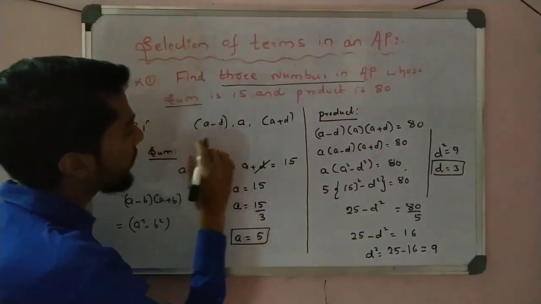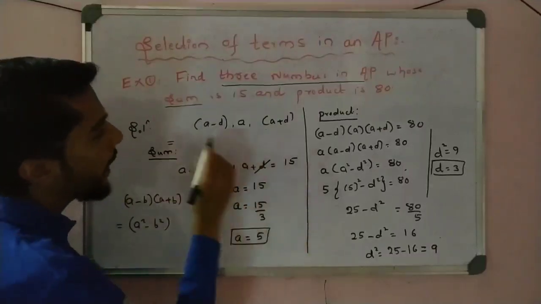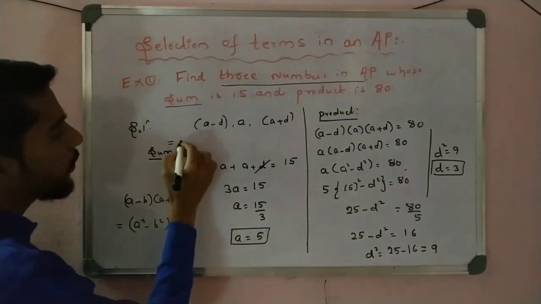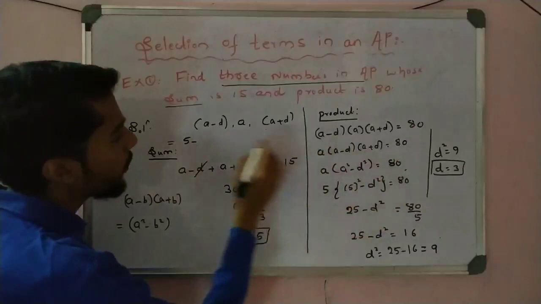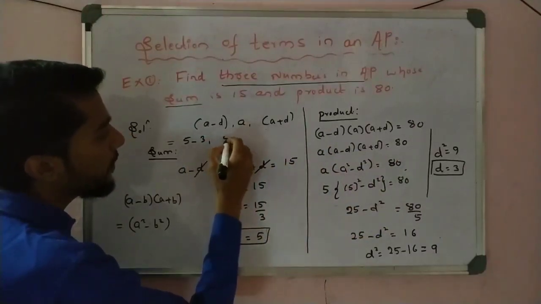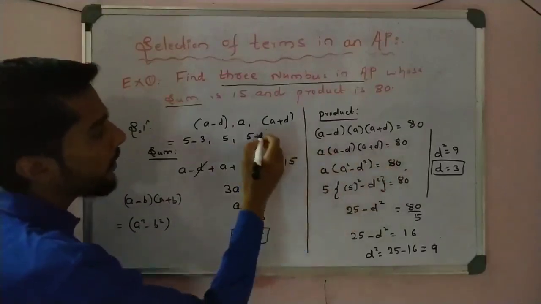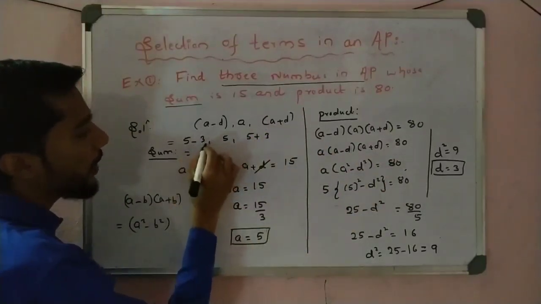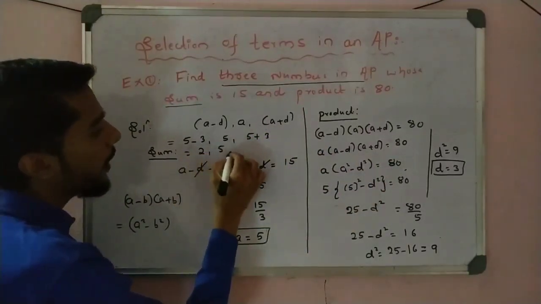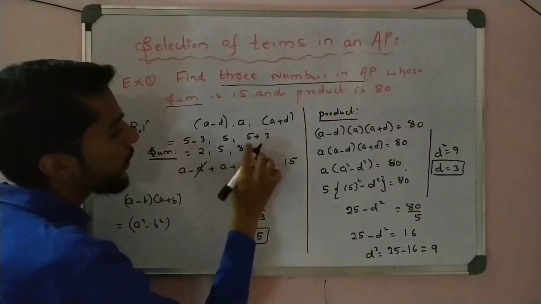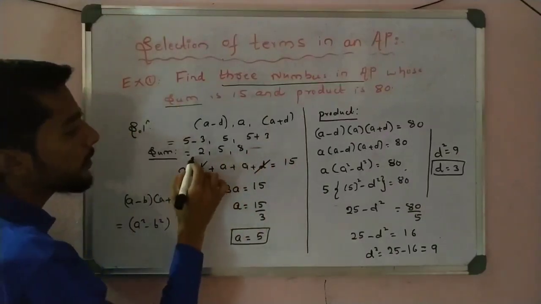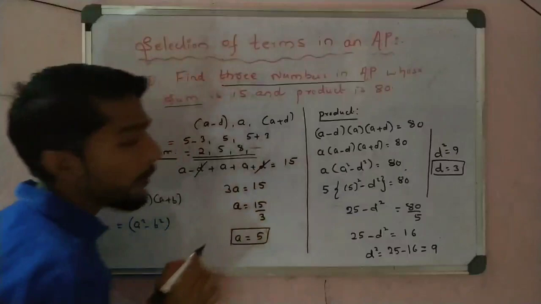See, we get the answer. Therefore a minus d is 5 minus 3, a is equal to 5, and a plus d is 5 plus 3. So we get the numbers 2, 5 and 8. These are the required numbers.